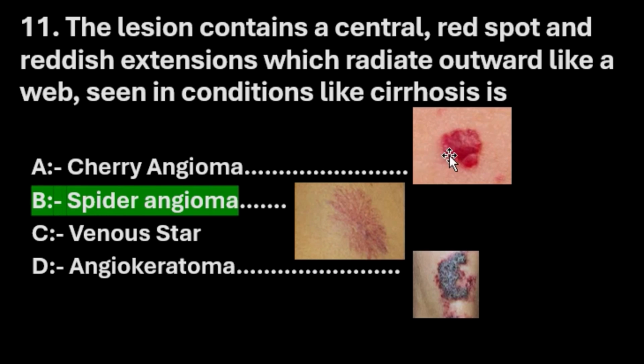Cherry angioma is just like a small cherry-like angioma. You can see it here, bright red. And angiokeratoma is just keratinized. You can see the keratinized blackish color of angioma.